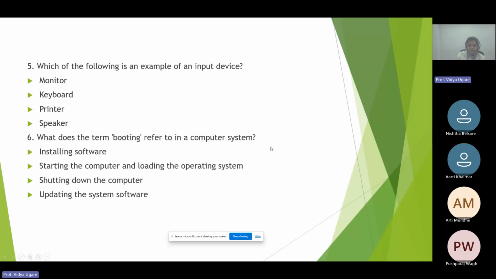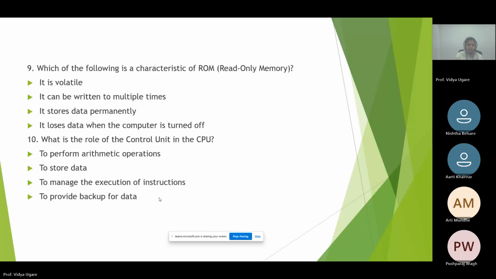What does the term booting refer to in a computer system? Yes, everyone. Booting means what? Installing software, starting the computer and loading the OS, shutting down, or updating the system software. Starting the computer and loading the operating system. Correct, exactly. The booting process means loading your computer's operating system into the main memory. Correct, starting the computer.